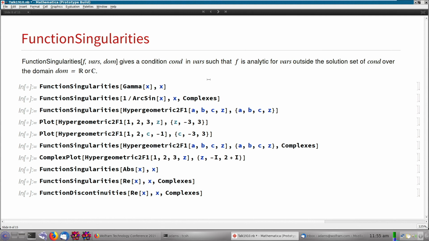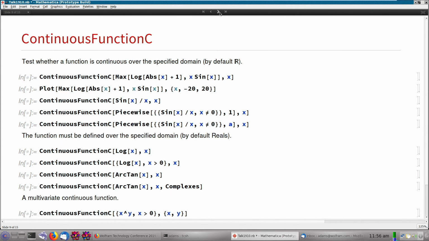So function singularities. Now I'm really running late. So the function singularities is a function similar, but the function is analytic outside the solution set of the condition. Again, with the same caveats that we may get too large a set. It's a collection of all singularities of all functions involved. So let me make it faster. So continuous function C.